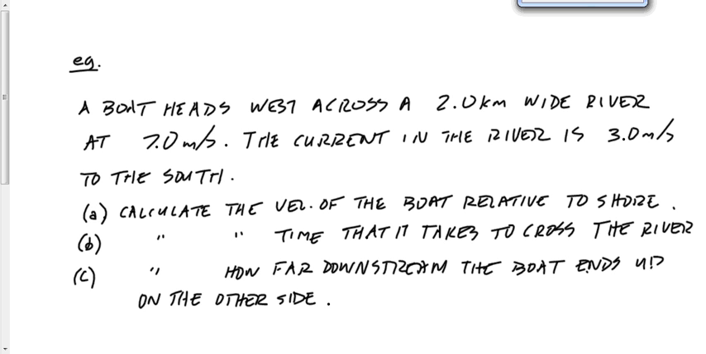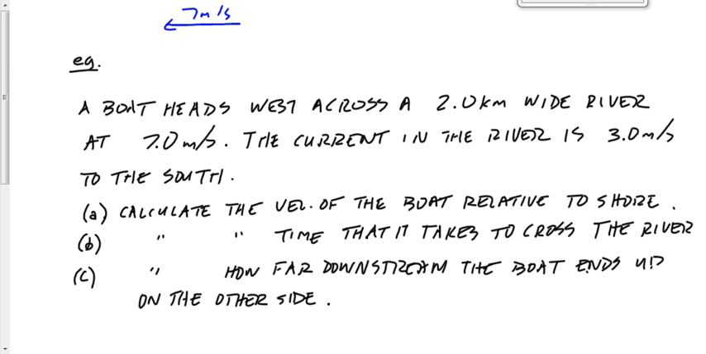Boat heads west across the river. If it heads west across the river, then that means it's aiming. That means that it contributes to where we actually go. So we're going to make that a solid line vector. Let's say 2 kilometers per hour. Sorry, no, not 2 kilometers per hour. It's going to be 7 meters per second.